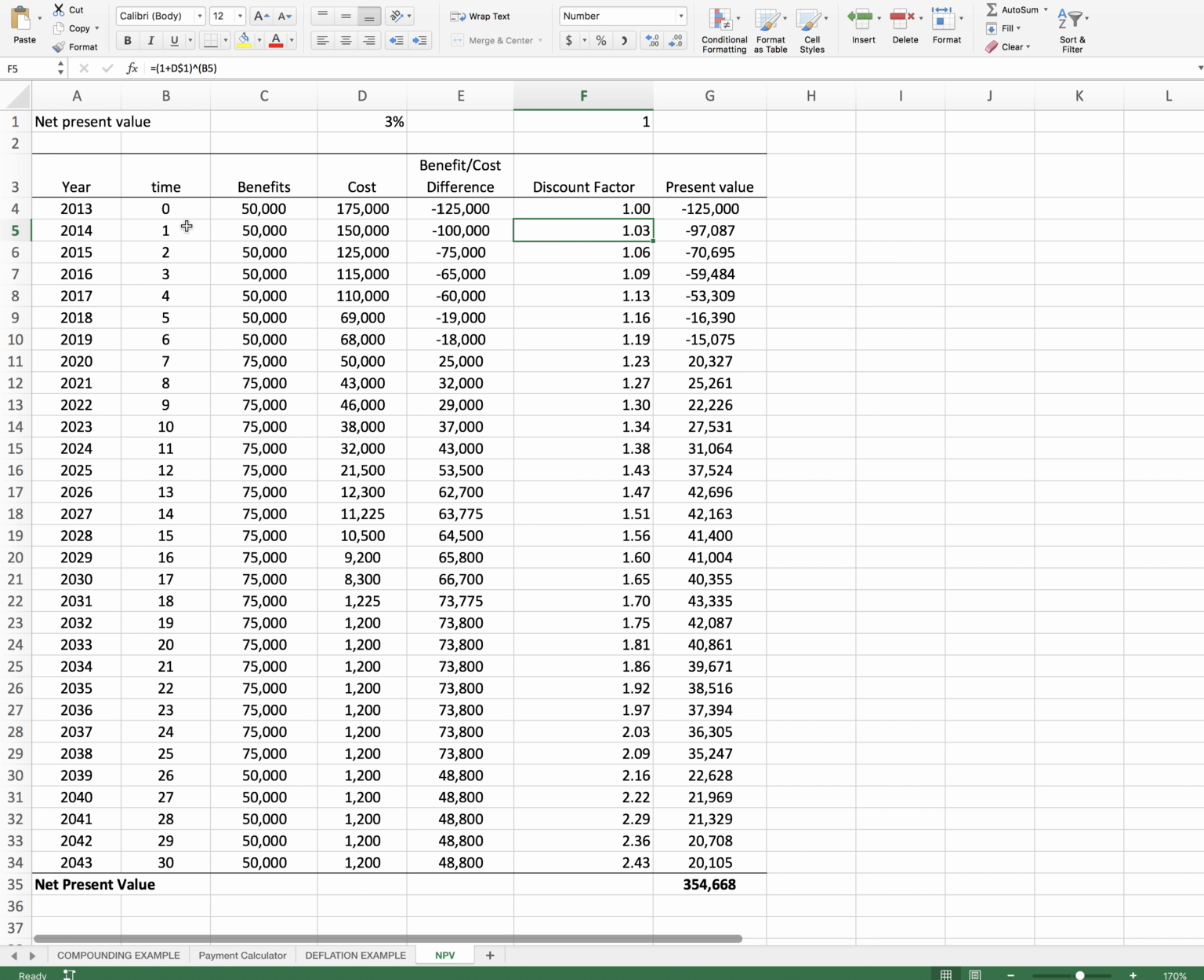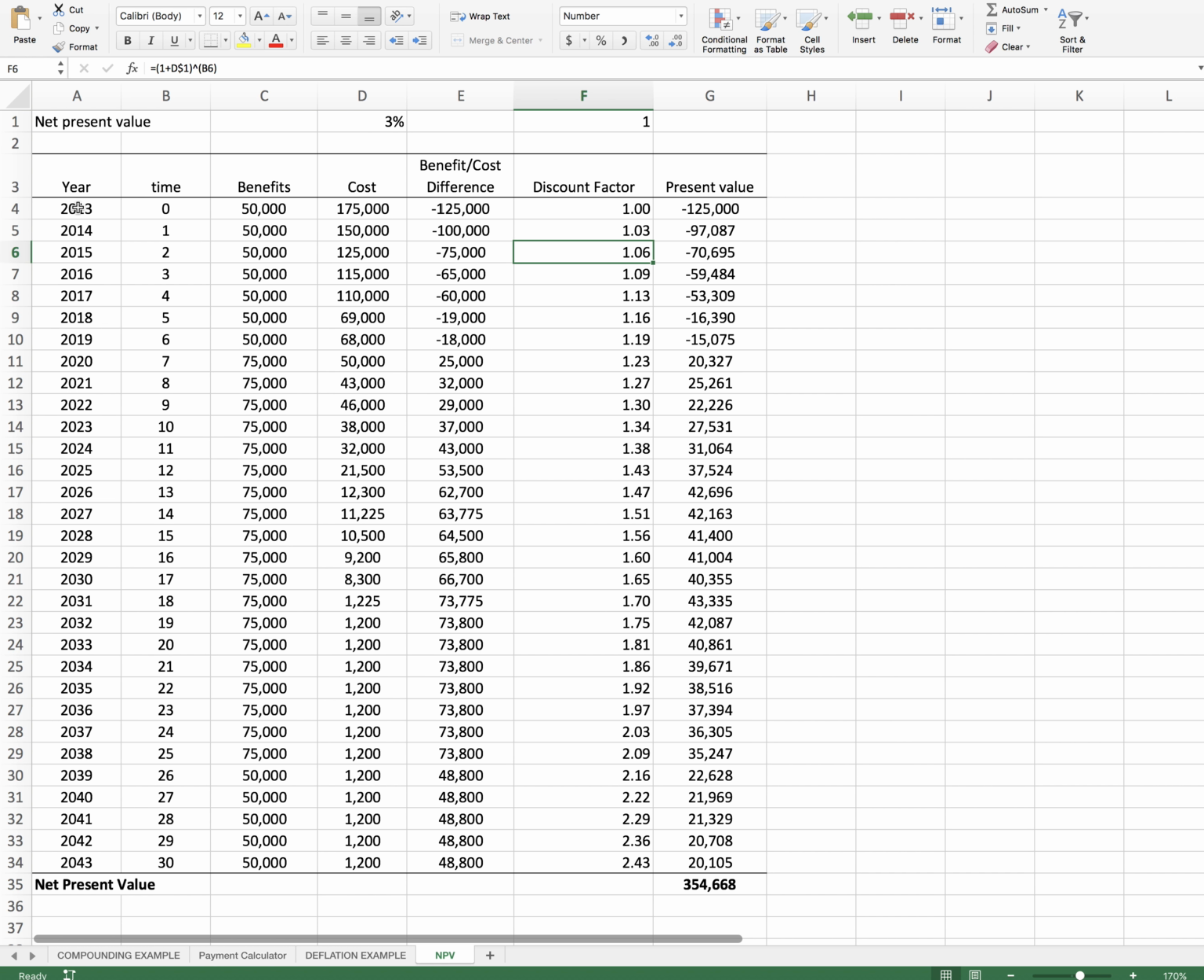So here I'm in year one, right? So I'm taking this formula to the power of one, which is cell B5 here. The next year I take it to the power of 2, which is cell B6, and so on and so forth, all the way down until I take it to the power of 30, which is why I actually numbered my years.